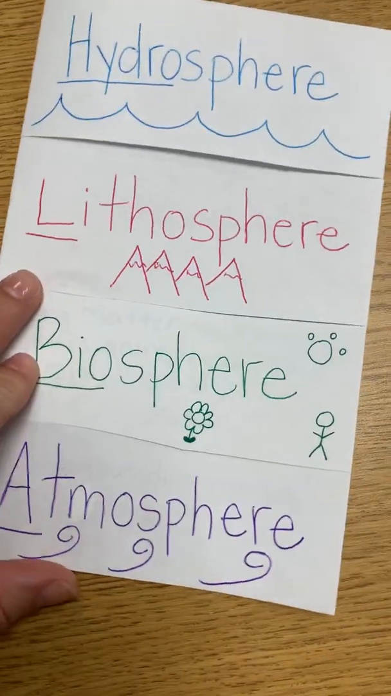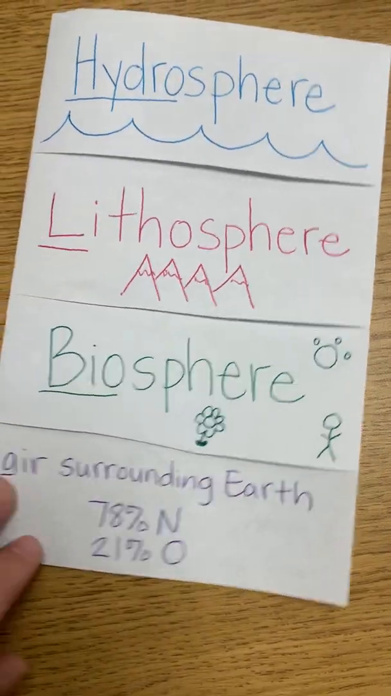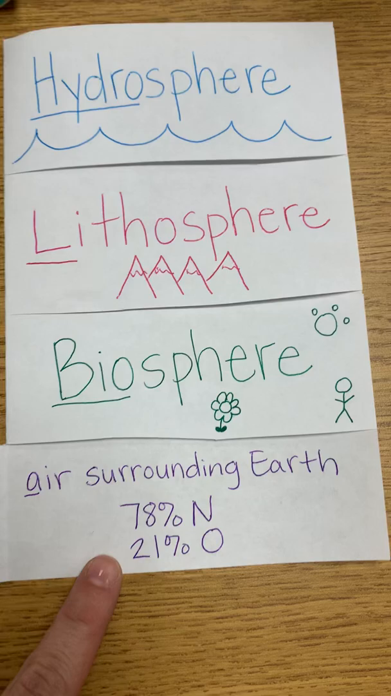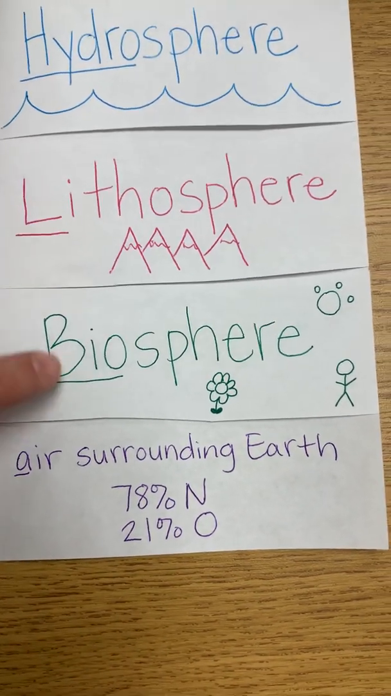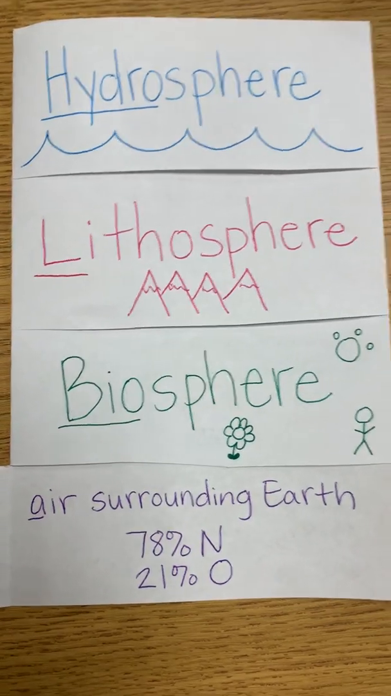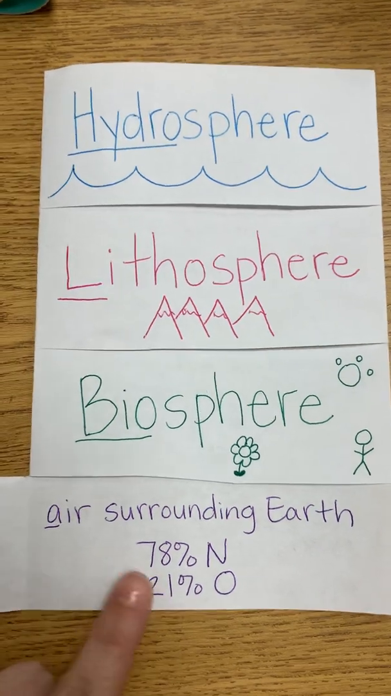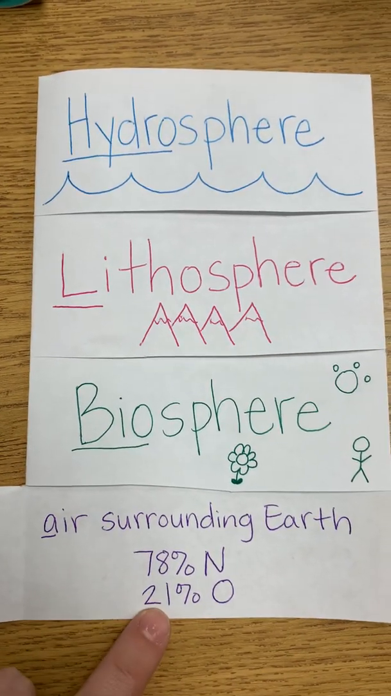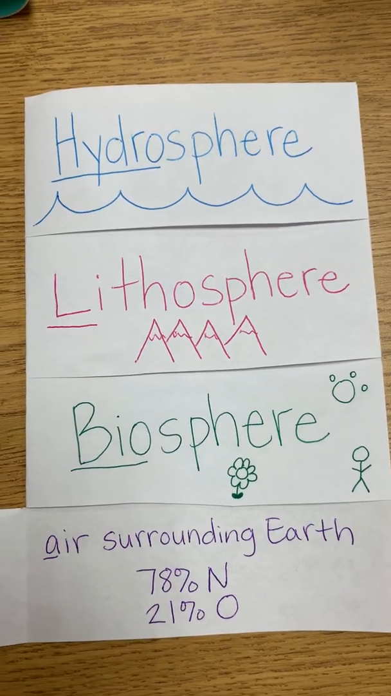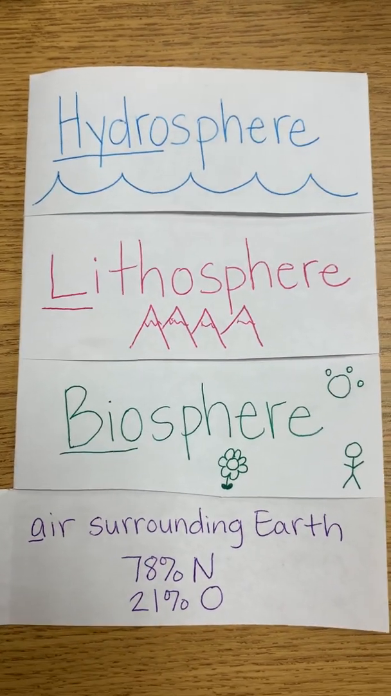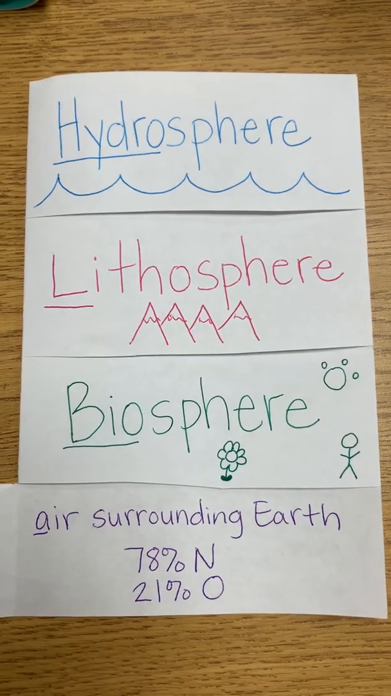All right, and then the last sphere is the atmosphere, and I underline the A because atmosphere is the air that is surrounding Earth. Now, this one's a little interesting. So in all 3 of these spheres, the water, the land, and the living things, the number 1 most abundant or common element was oxygen. But look here, in the atmosphere, oxygen is not the most abundant element. It's actually nitrogen. So this is kind of interesting because we breathe in oxygen, right? So you would think that most of our atmosphere is oxygen, but in fact, it is not.